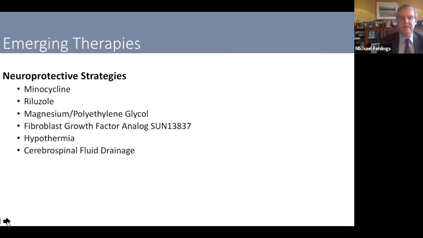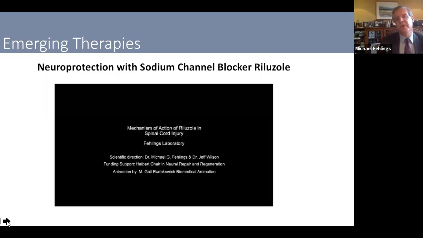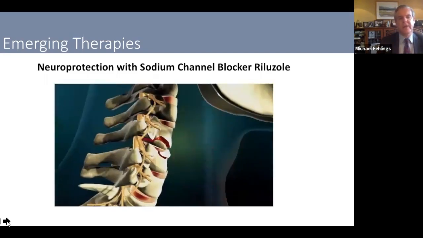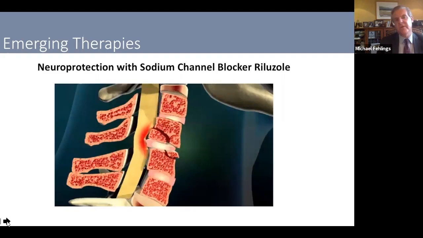There are a number of neuroprotective strategies which are currently under investigation. These include the anti-inflammatory drug minocycline, riluzole that I'll discuss in a little bit more detail in a moment. This is a sodium glutamate antagonist, magnesium and polyethylene glycol, fibroblast growth factor analog, cooling, both systemic and local, as well as CSF fluid drainage. So this video will illustrate some of the concepts that are being examined with the sodium channel blocker riluzole. So this is currently under investigation in the phase 3 randomized controlled trial called the RISCIS trial.